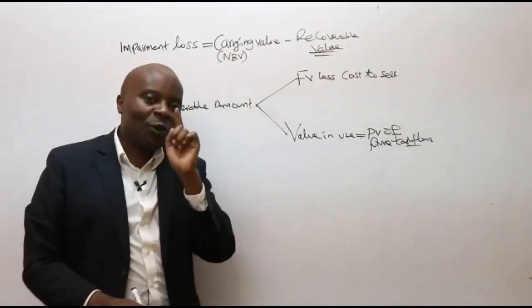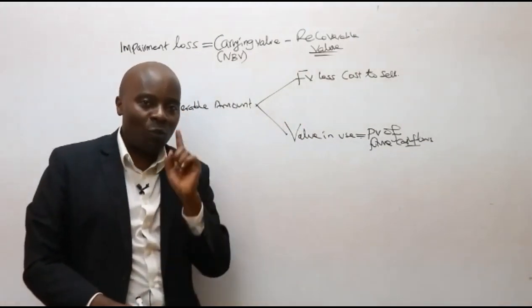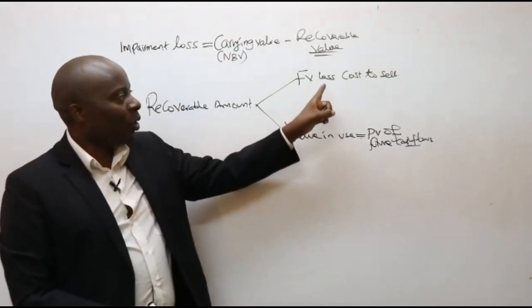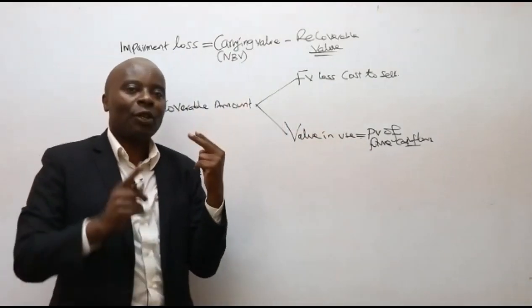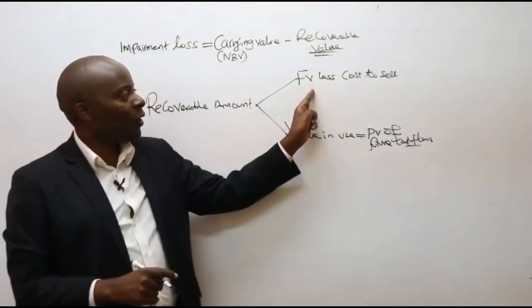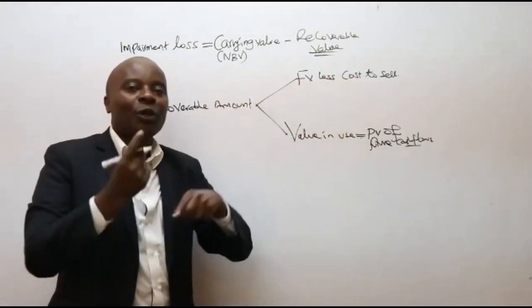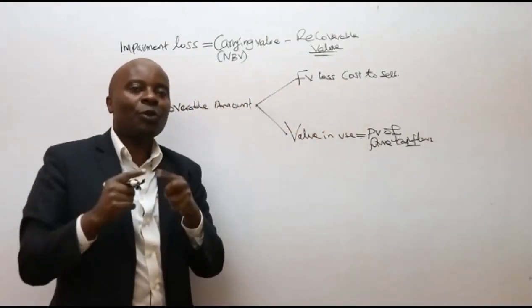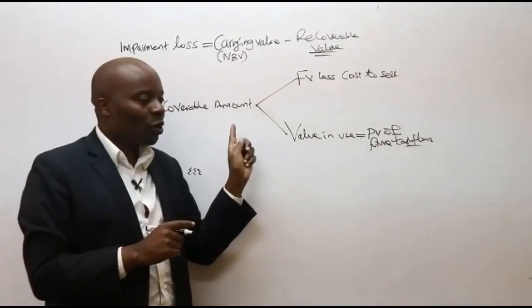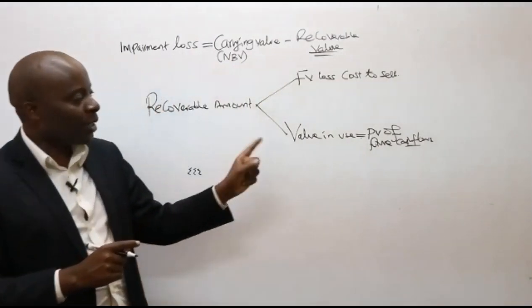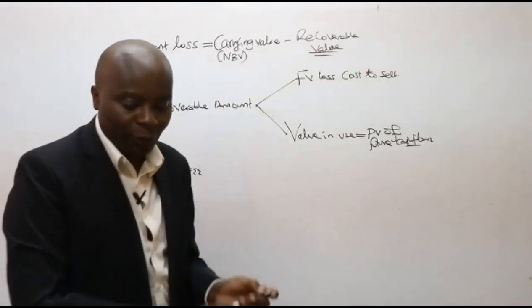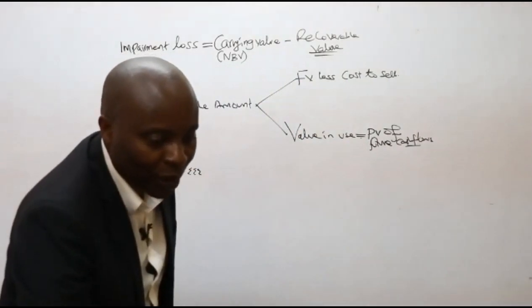So anytime we talk about how much we recover from this asset, we shall be looking at these two possibilities. Do we sell it? And if you're selling it, it's fair value less cost to sell. Or do we continue using it? If we continue using it, then automatically we consider what we call value in use, which is the present value of future cash flows.